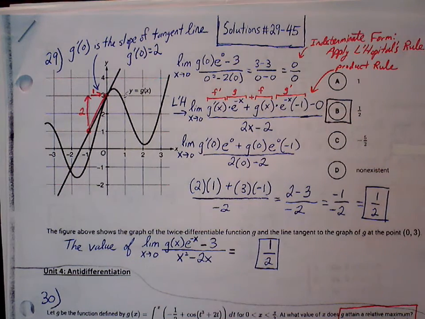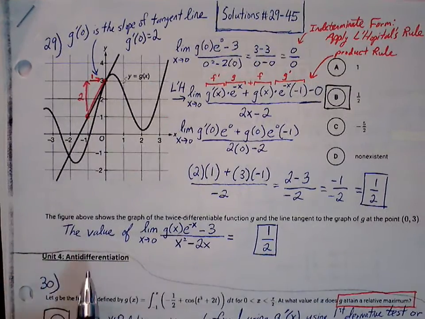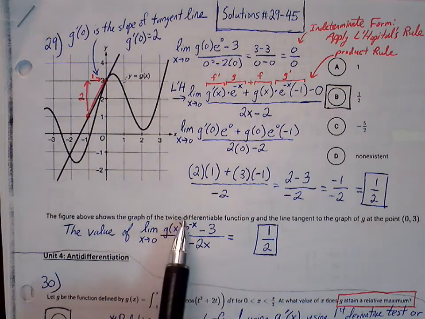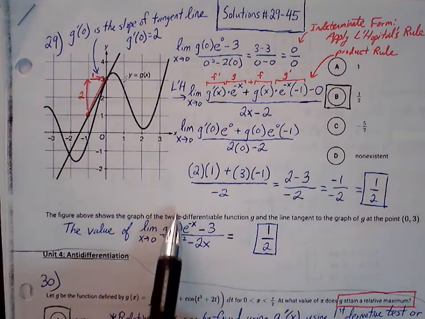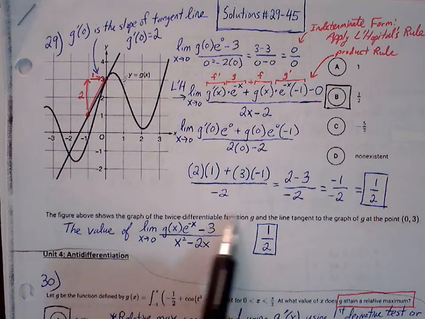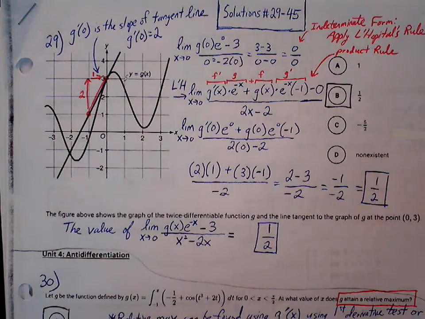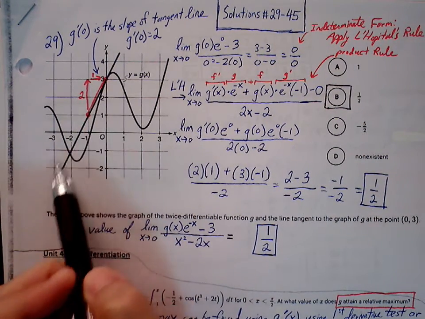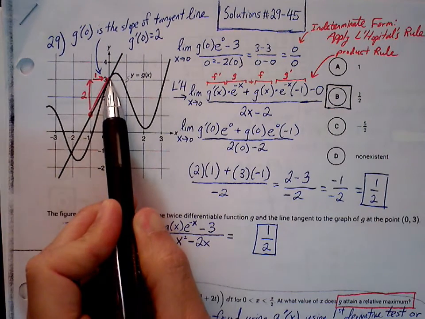Continuing with the cumulative multiple choice review, this is 29. So here's the problem. It got cut off, so I had to write it in here. The figure above shows the graph of a twice differentiable function g. Twice differentiable just means the smooth curve. So here's our g graph, and the line tangent to the graph of g at the point (0, 3). This line shares the same slope as the curve at the ordered pair (0, 3).